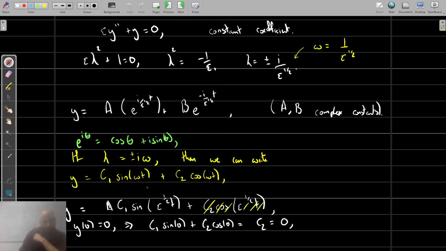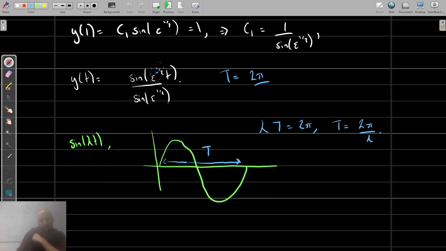So I'm just going to write epsilon to the minus a half there. Okay, so in this case, our lambda is epsilon to the minus a half. So we just end up with 2 pi epsilon to the half.